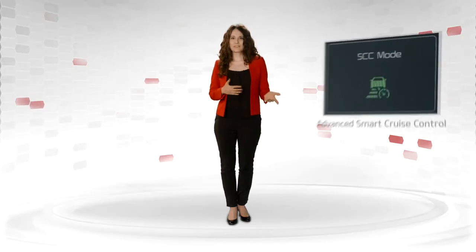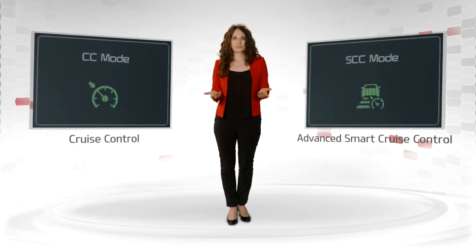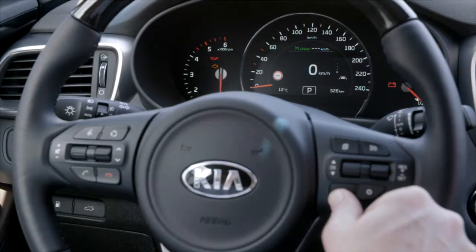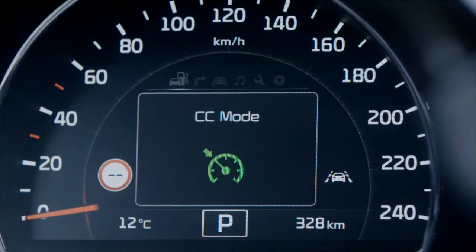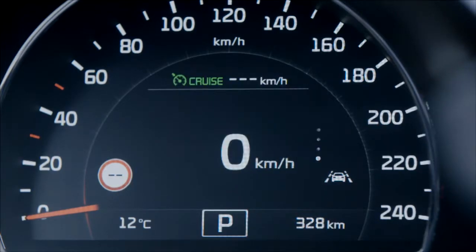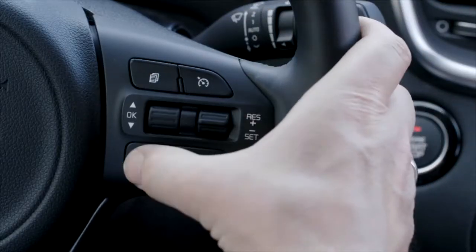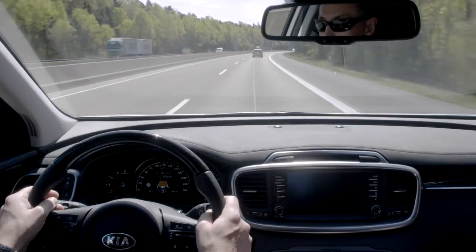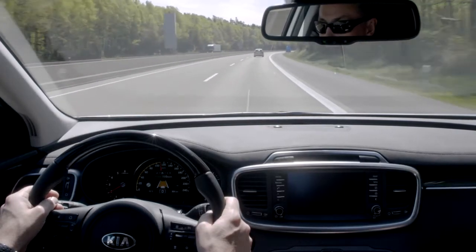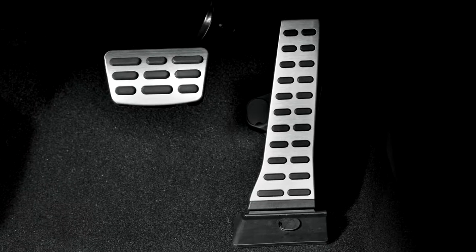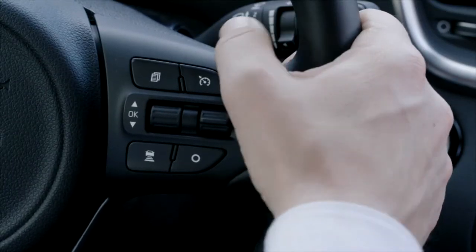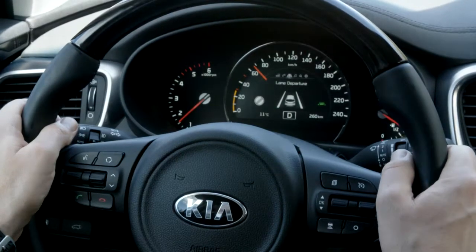To switch between Advanced Smart Cruise Control and Cruise Control, turn the system on and press the vehicle-to-vehicle distance button for a minimum of 2 seconds. To momentarily cancel the Advanced Smart Cruise Control, press the brake pedal or press the cancel button. To turn the Advanced Smart Cruise Control off, press the Cruise Control button.